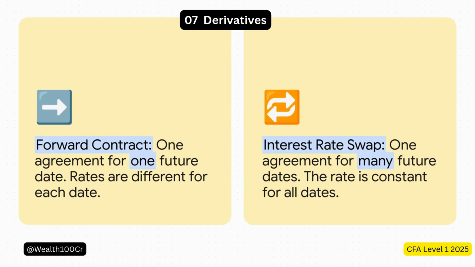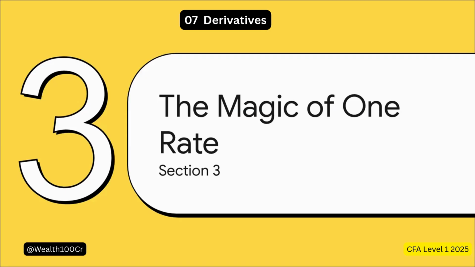So now let's put them side by side. A forward contract, as we just saw, is one agreement for one future date, like buying just one train ticket for your journey in January. But an interest rate swap, that is one agreement for many future dates. It's not like one ticket. It's like buying a season pass for the whole year. One pass, many journeys. See the difference? A forward is for one single date, but a swap is for many dates. And this difference between one time and many times, it brings us to the most special part of a swap. I like to call it the magic of the swap. Let's see what it is.